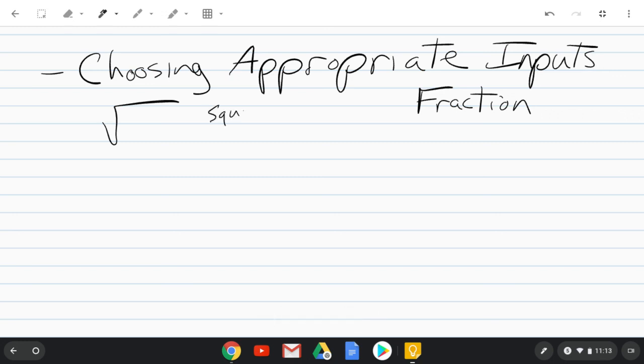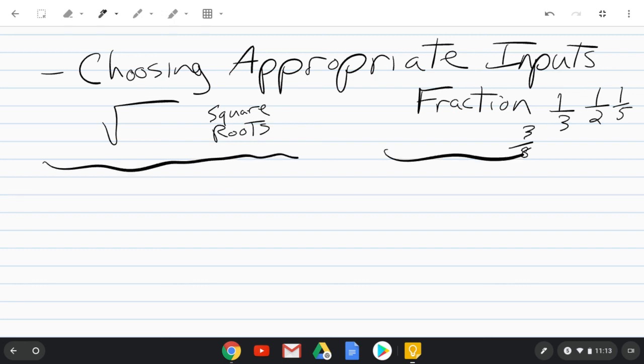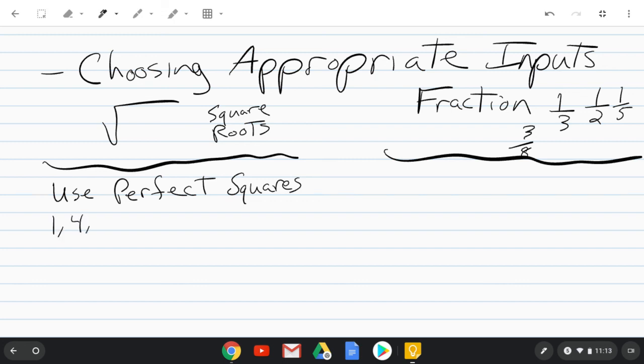Square roots and fractions. 1/3, 1/2, 1/5. Doesn't have to be 1, it could be 3/8. Doesn't matter. But fractions. Okay, so what did we say? Let's start with the square roots. We said we want to use perfect squares. You remember the perfect squares? 1, 4, 9, 16, 25, 36. Now, those aren't our inputs. That's not what I mean when I say use. When I say use, what I mean is I'm going to use those values.